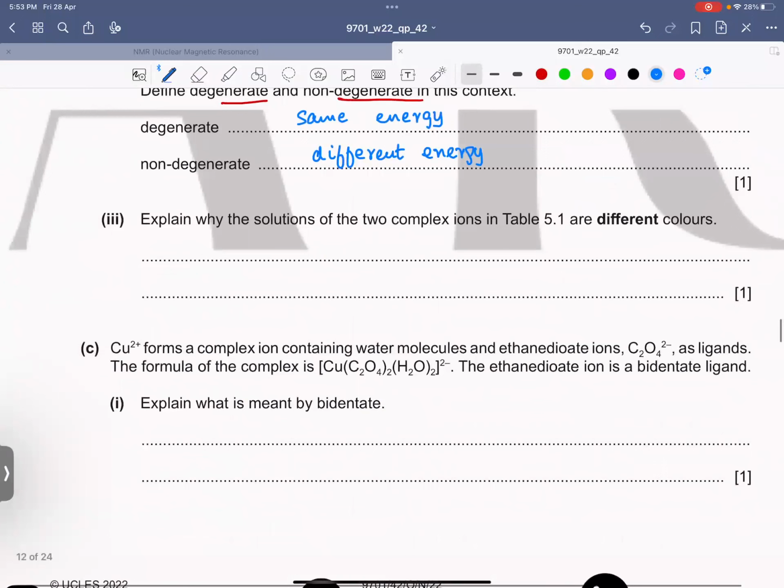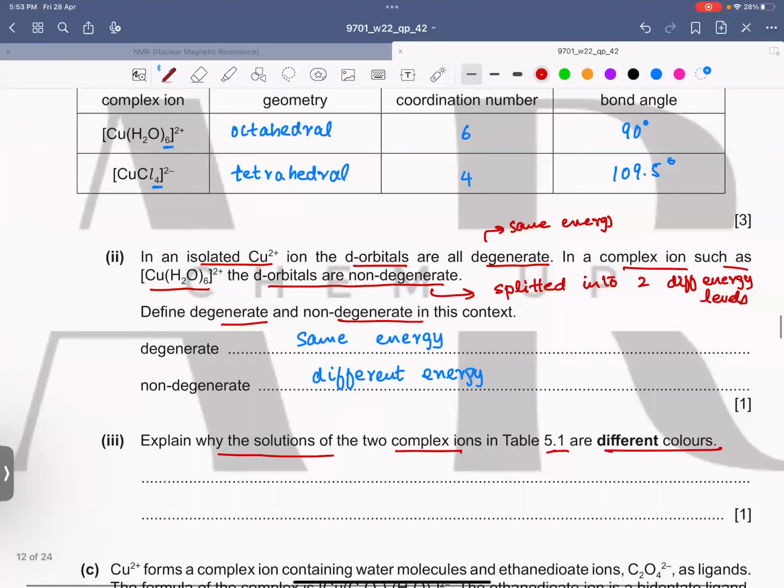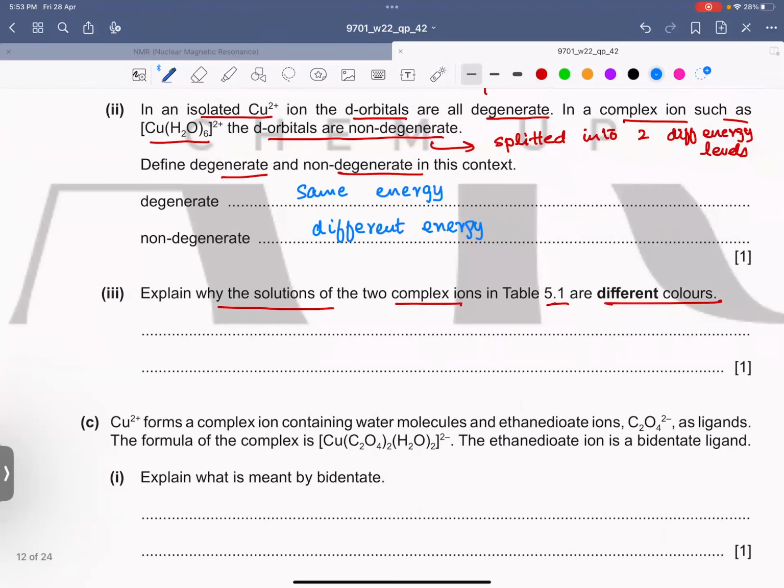Now, explain why the solutions of the 2 complex ions in table 5.1 show different colors. So the reason is that, if you recall, the color is shown by the absorption of the photon or the wavelength or the frequency. So it means they are going to absorb different photons or different frequencies or different wavelengths. So it is because both the complex ions absorb different wavelengths or different radiations or different photons.